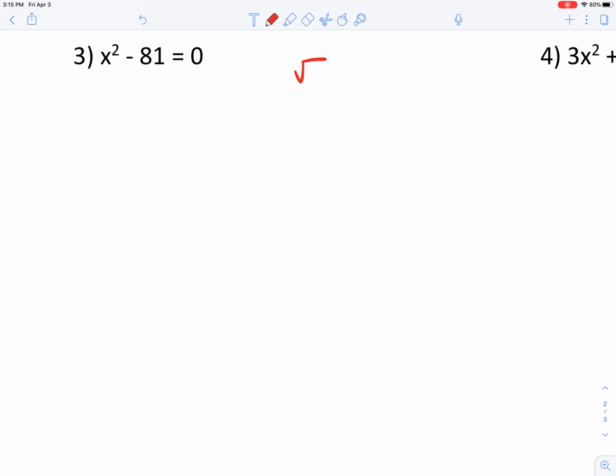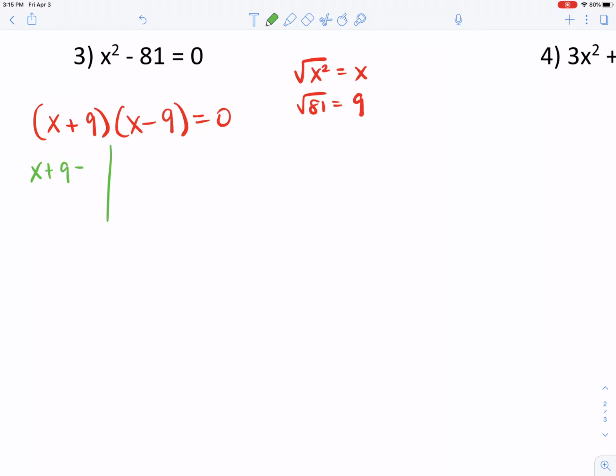You have to recognize it as a difference of squares. Take the square root of x squared, take the square root of 81, 9. You get x plus 9 times x minus 9 equals 0. And now we can split that up and set each of those factors equal to 0.